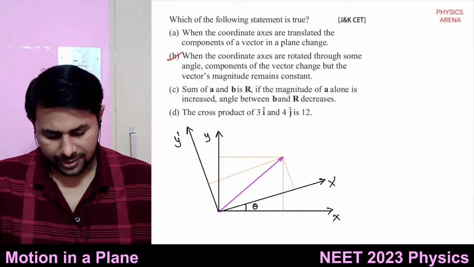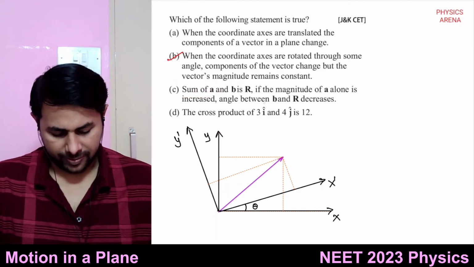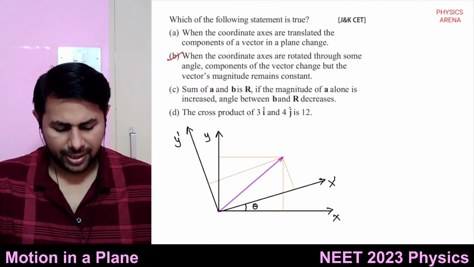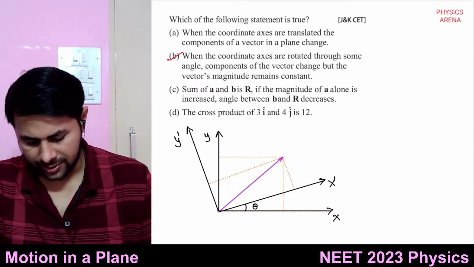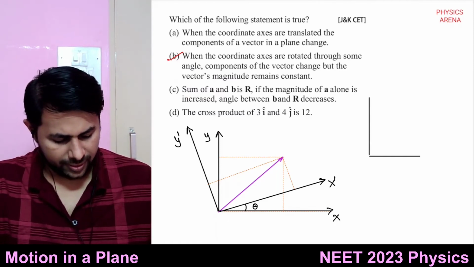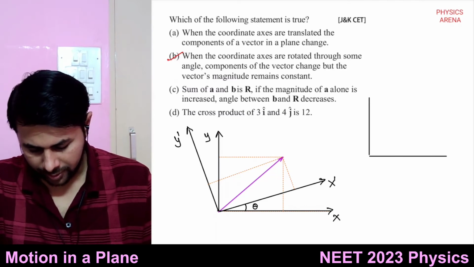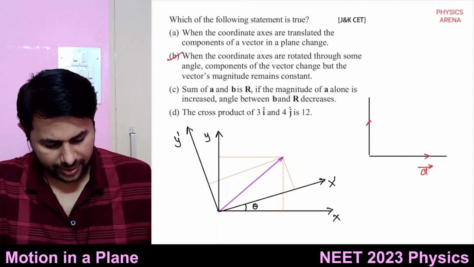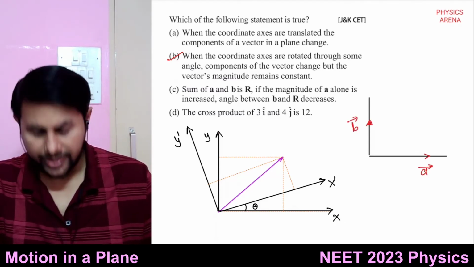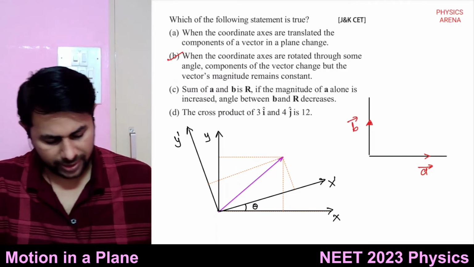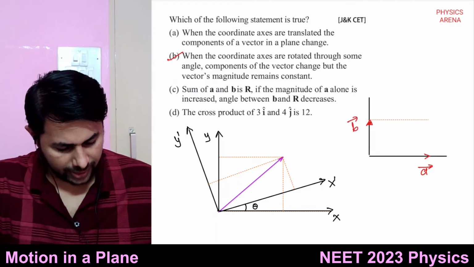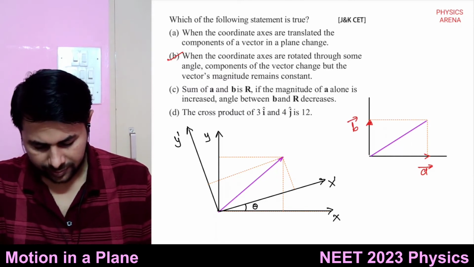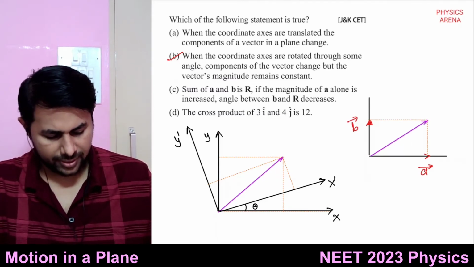And then you can check C: the sum of A bar and B bar is R bar. If the magnitude of A bar alone is increased, the angle between B bar and R bar decreases. So does it decrease or increase? We can check that. So this is your A bar. Let's call this vector A bar and this one B bar. What will be the resultant using the parallelogram law of vector addition? I can say that this would be the resultant, right?